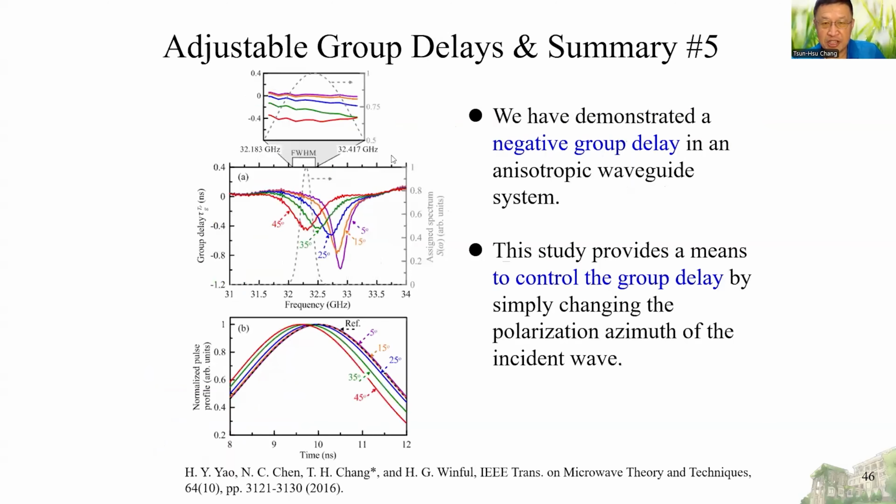Okay, here is the result. By changing the polarization, changing the angle, we have demonstrated a negative group delay in an anisotropic waveguide system. And we can control the group delay by changing the angle of the two polarizations. So it's very convenient, very convenient.